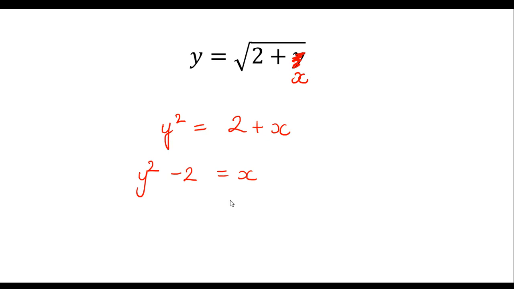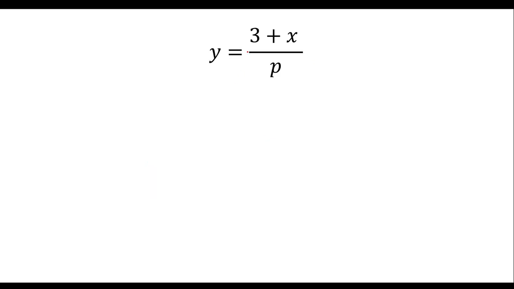This last example looks at what we do with a fraction. Here I've got y equals 3 plus x divided by p. First we added 3 and then divided by p, so I'm going to do the last thing first. I'm going to multiply both sides by p. So yp will equal 3 plus x, because when I multiply this fraction by p, I eliminate the denominator.